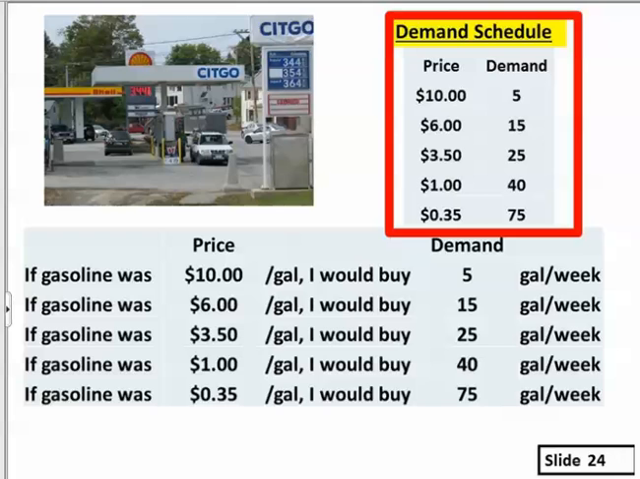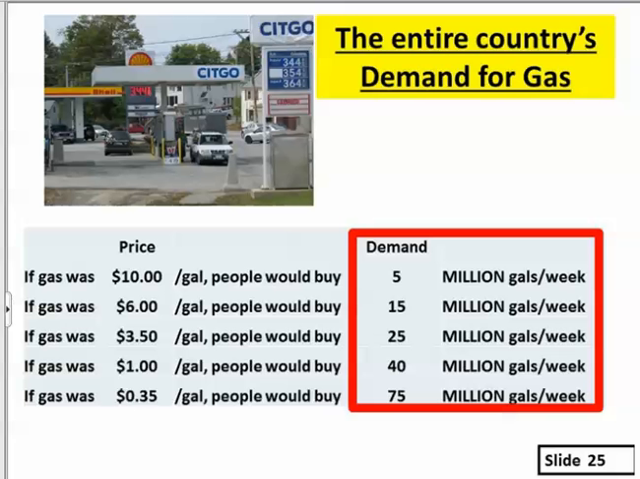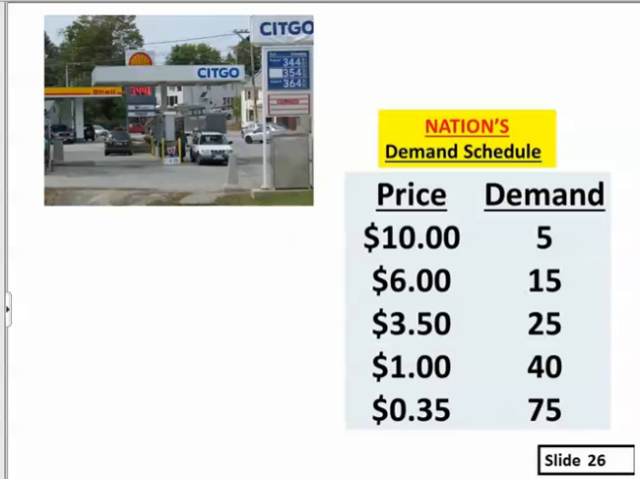Now, if we were talking about the entire country, we just add a whole bunch of zeros in the back of those numbers, right? Again, instead of talking 5 gallons a week, we might be talking about 5 million gallons a week, or whatever the number is. I'm not going to worry about the number of zeros on the end. I'm just going to use the number, but we understand what we're looking at, right? So we have a demand schedule. We know at $10, we're only going to buy a few, in this case 5. At 35 cents, we'd buy a lot, we'd buy 75.